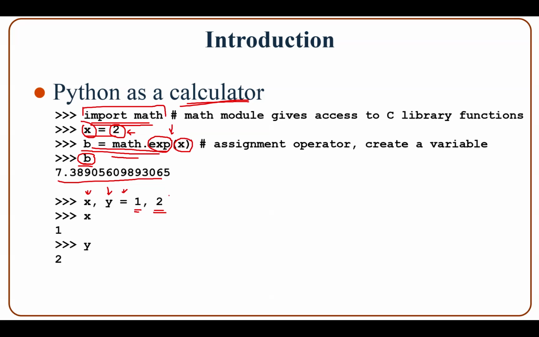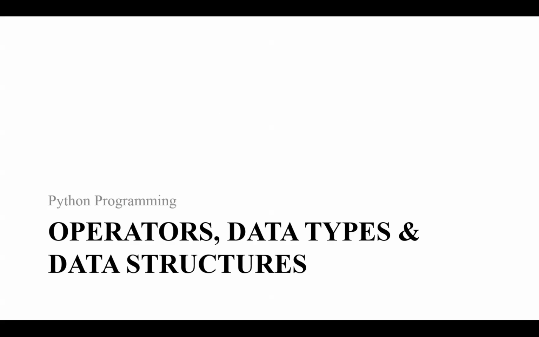You can also store multiple values to multiple variables at the same time using one single assignment operator like this. Another way, if you don't want to type in the module name in front of the functions, is to say from math import star, import everything, all functions. So later on you can just use exp of x, and you don't have to type in math.exp of x.